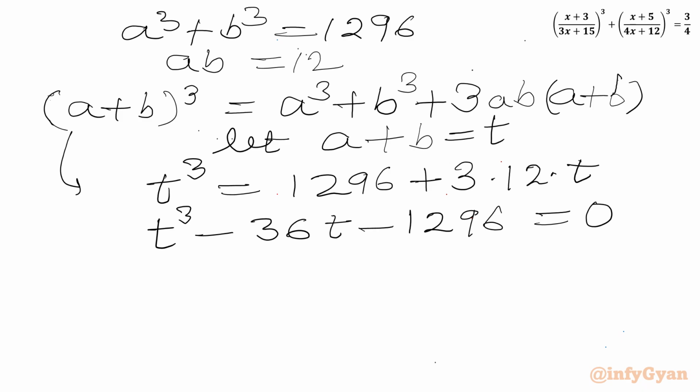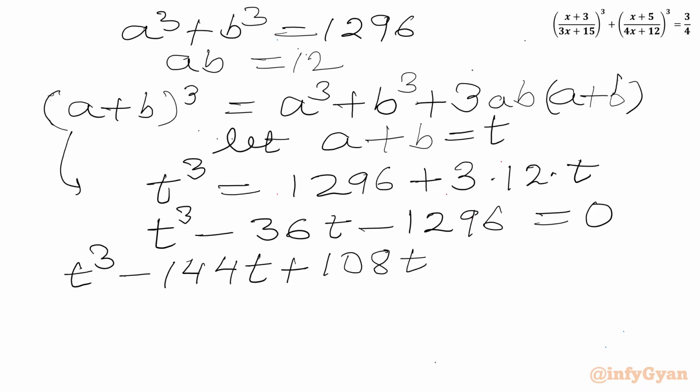Now this is one cubic equation. We can solve using method of factorization. I can see the factors of 1296. It is 108 times 12. So I will consider our split of middle term, which is minus 36t. I will write minus 144t plus 108t. Addition will give us minus 36t minus 1296 equal to 0. Now from first two terms I can take t common.